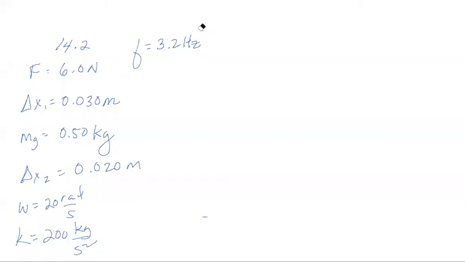Finally, find the period, which is called T, and it's simply 1 over F. So it's 1 over 3.2 hertz. That's going to be equal to 0.31 seconds. That's T. And that was 14.2.